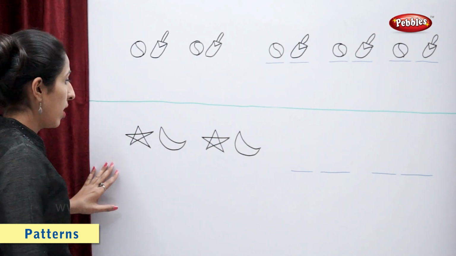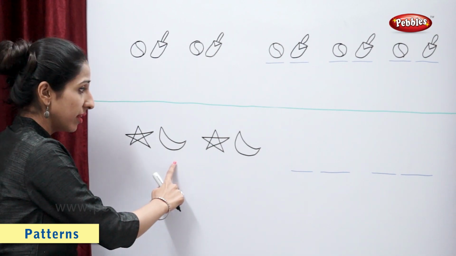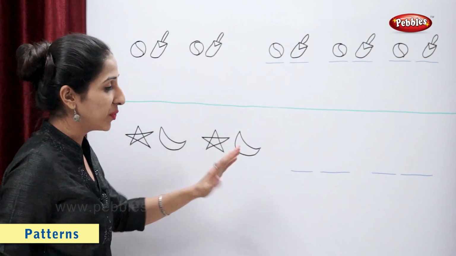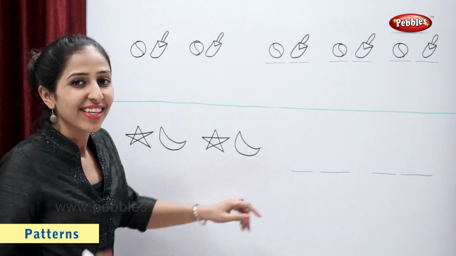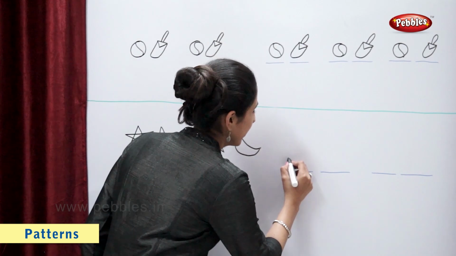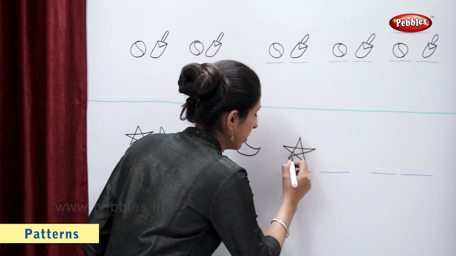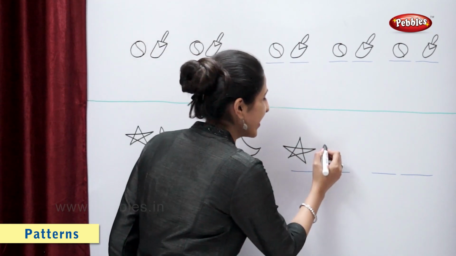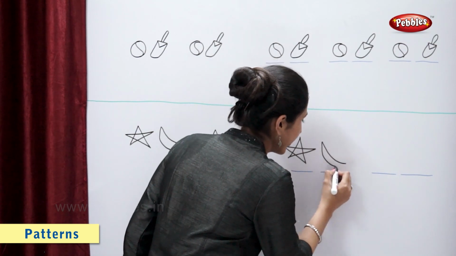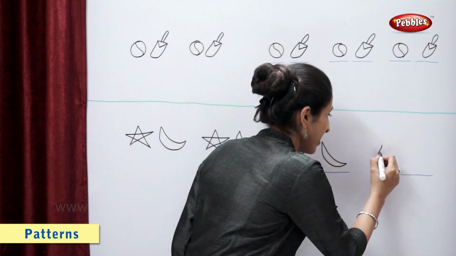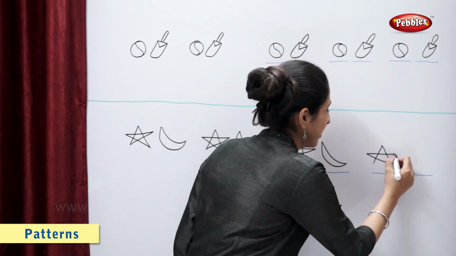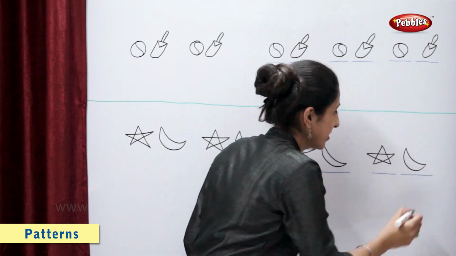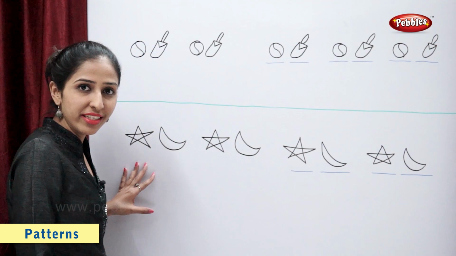In this example, we have a star, a moon. A star, a moon. So tell me, what will come after? Star, correct. And then moon, right. A moon. A star, a moon. So, this pattern is complete.